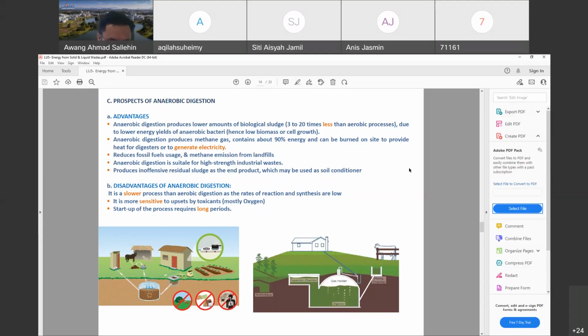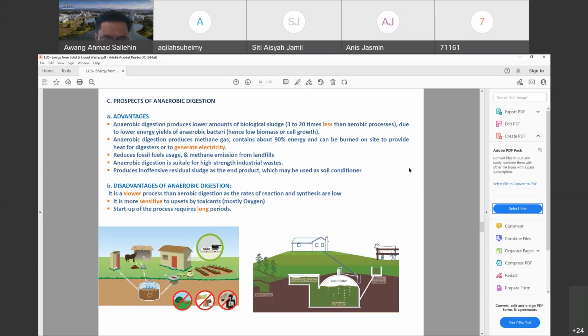So this anaerobic digestion helps to produce methane gas, which contains about 90% energy, and this methane gas can be burned on site. That produces heat for the digester and also generates electricity. With the anaerobic digestion in place, it further reduces the need to use fossil fuel and also solves the problem of methane greenhouse gas emission from the landfill. So all this methane is being used up to produce heat and also electricity.